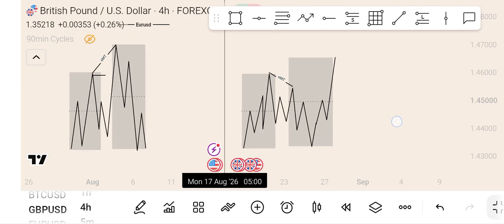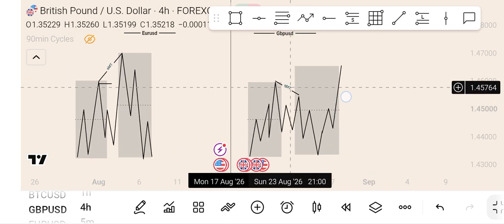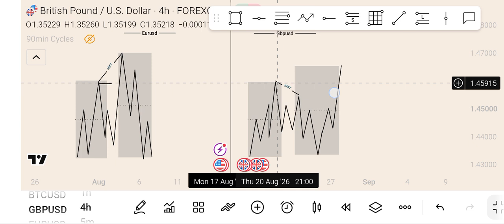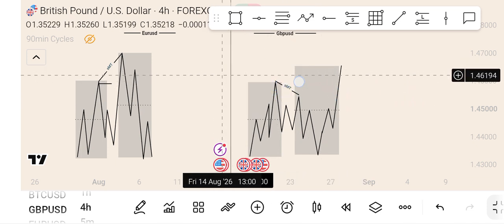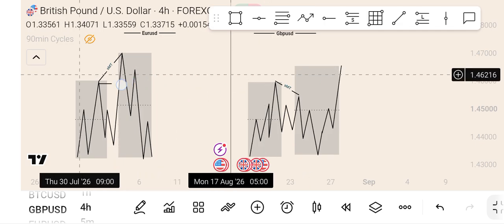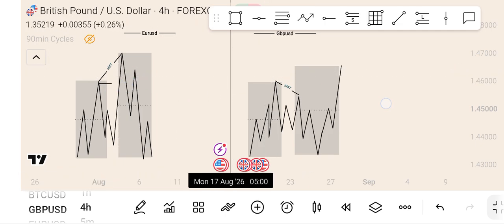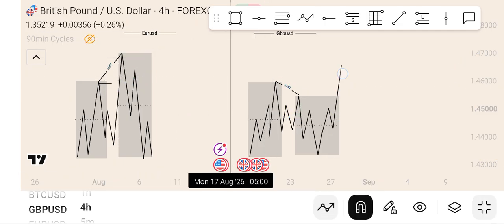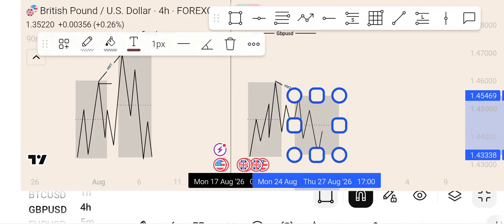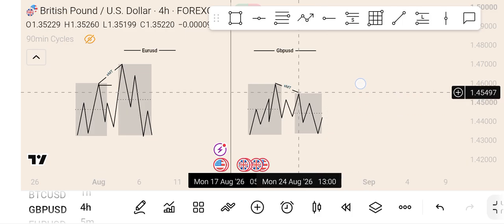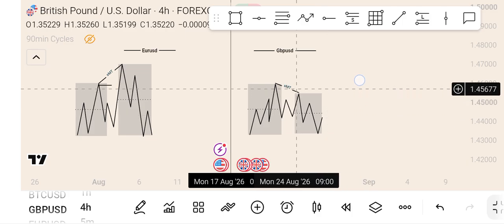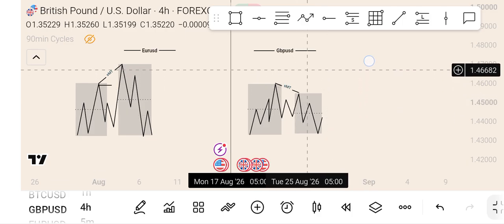Is this no longer an SMT? This is no longer an SMT because this high has already been taken, and this high also has been taken. So you have to wait for the session to end first before you can say yes, it's a valid SMT. Good. So that's what we call sequential SMT.